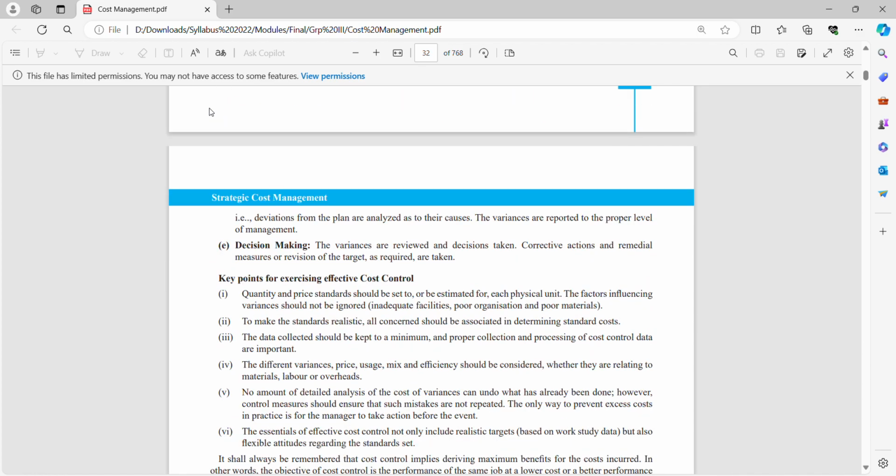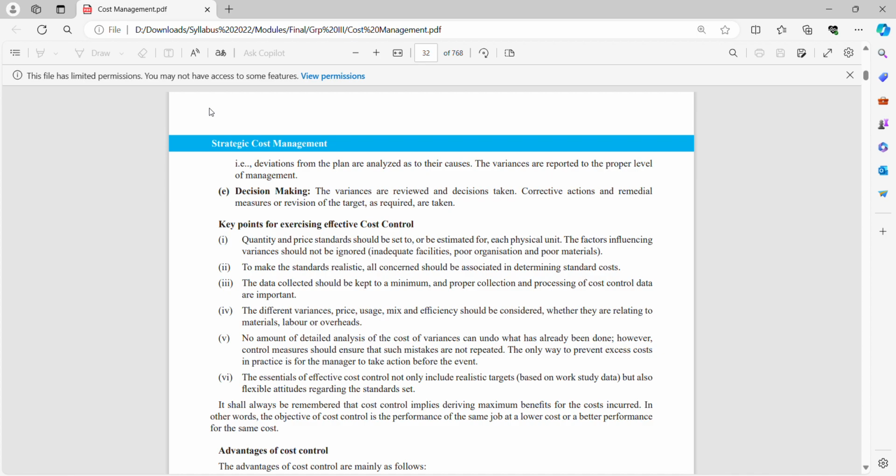Okay, then we have key points for exercising effective cost control. Quantity and price standards should be set or be estimated for each physical unit. Factors influencing variances should not be ignored. To make the standard realistic, all concerned should be associated in determining standard cost. The data collected should be kept to a minimum, and proper collection and processing of cost control data are important. So we have quantity and pricing, key points for exercising effective cost control.